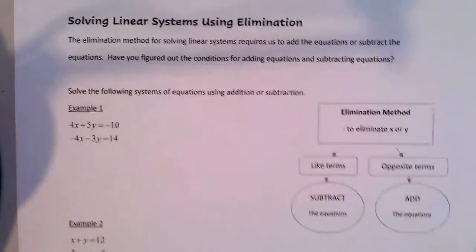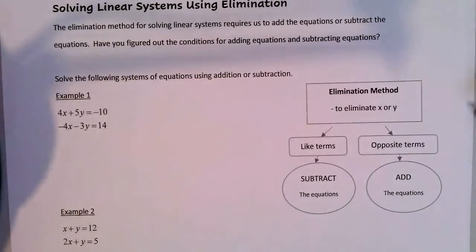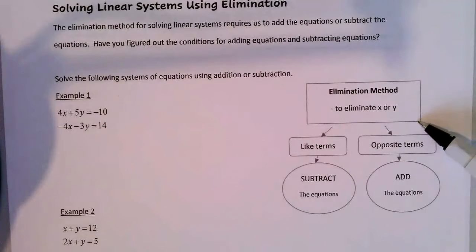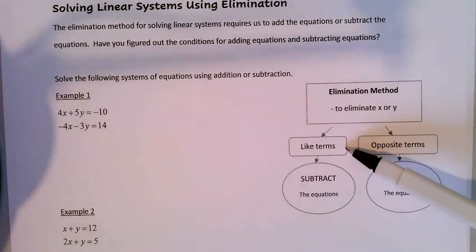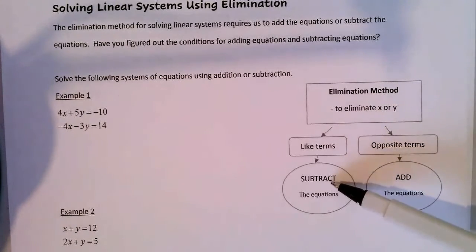Now, what I've done is I've summarized for you, hopefully, the conclusion that you came to on your own. So in order to eliminate the x or y variable, we are going to either subtract or add the rows together, the equations. If we encounter like terms, meaning the x terms are identical in both equations, or the y terms are identical, meaning that they are alike, then we will subtract the equations to eliminate one of the variables.